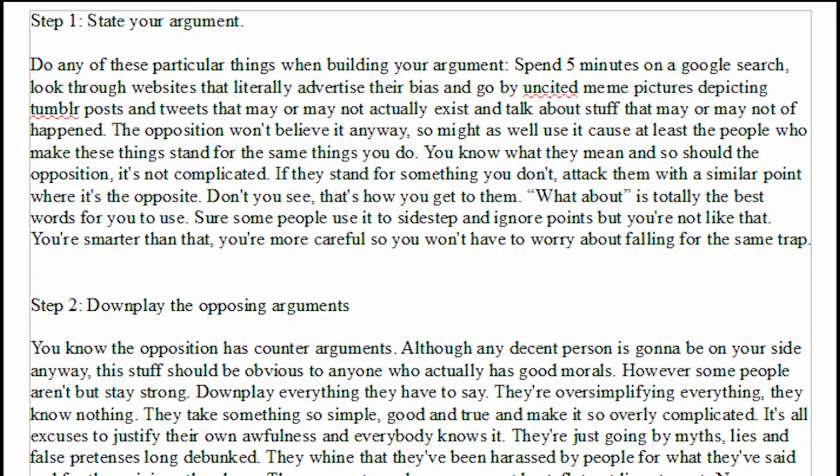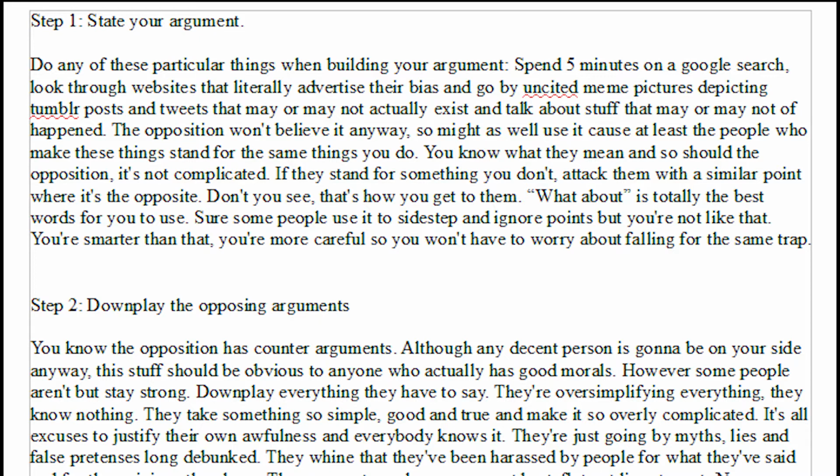Step 2. Downplay the opposing arguments. You know the opposition has counter arguments. Although any decent person is gonna be on your side anyway, this stuff should be obvious to anyone who actually has good morals. However, some people aren't, but stay strong. Downplay everything they have to say.